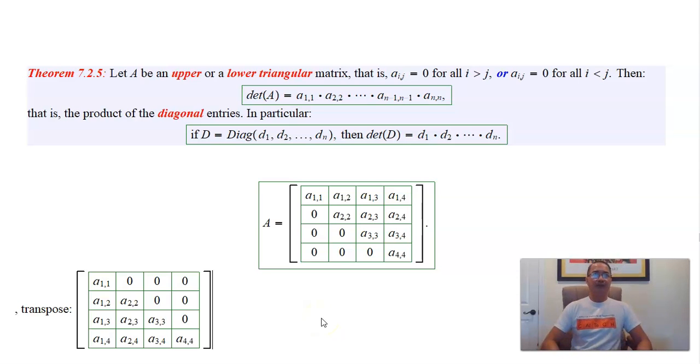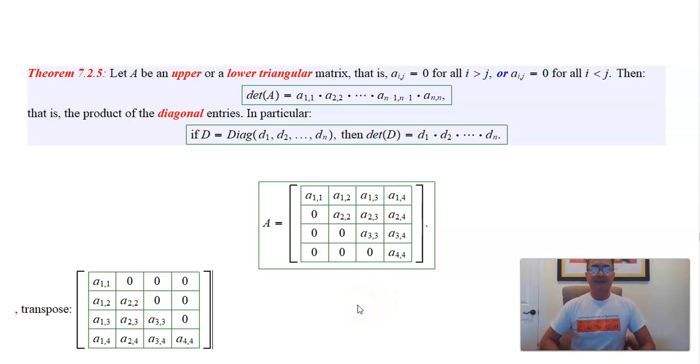Okay, so what is this theorem saying? If you want the determinant of either one of these matrices, all you gotta do is multiply the entries on the main diagonal. A11 times A22 times A33 times A44, and so on. So in particular, if the upper part is also 0, you get what's called a diagonal matrix. And this is how we write a diagonal matrix in chapter 4. Okay, so don't worry about that right now.